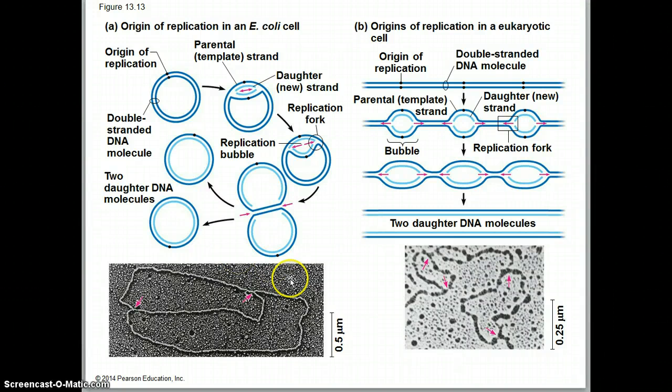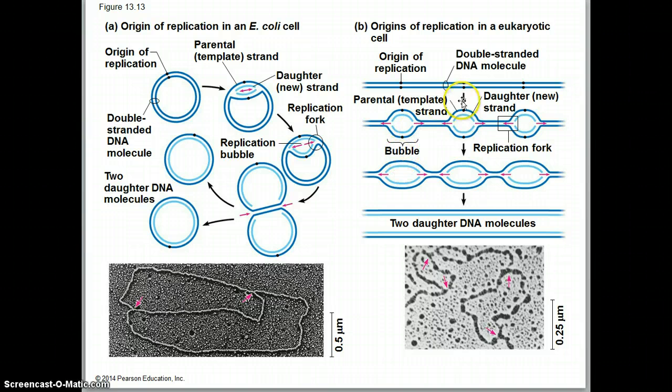The first thing you should see here is replication bubbles. In a prokaryotic cell, there is just one chromosome that's circular, and a replication bubble will start at one part of the chromosome, and it'll work its way around. You can see here's the replication fork on each side. The replication fork will work its way all the way around until you end up with two daughter chromosomes.